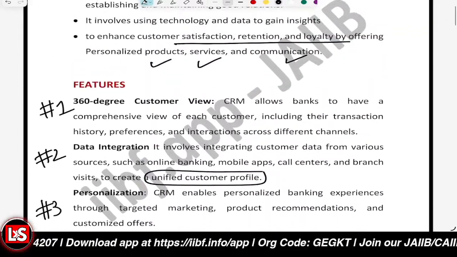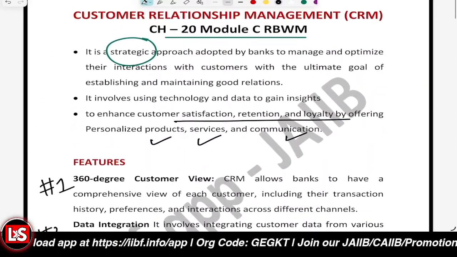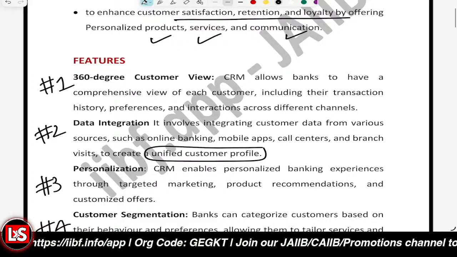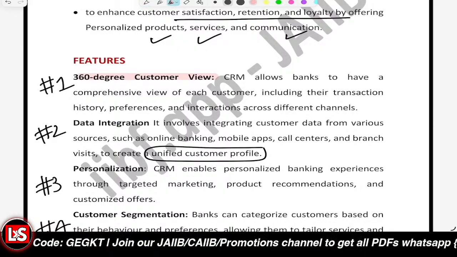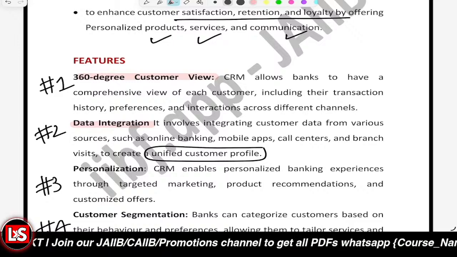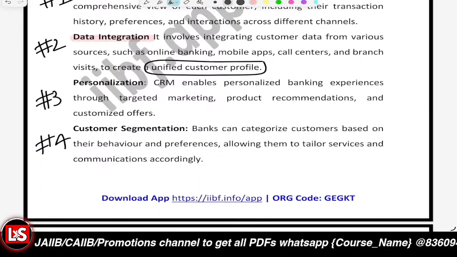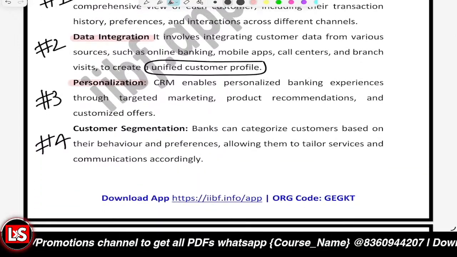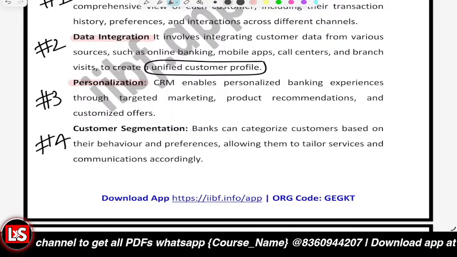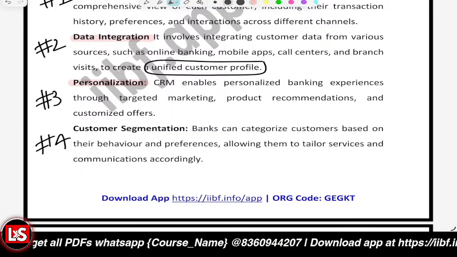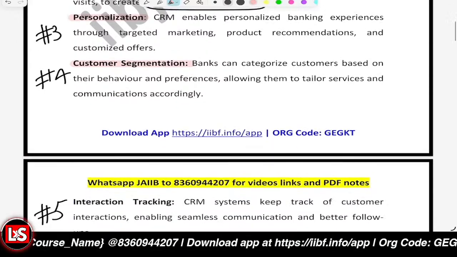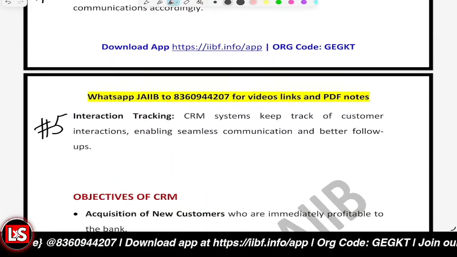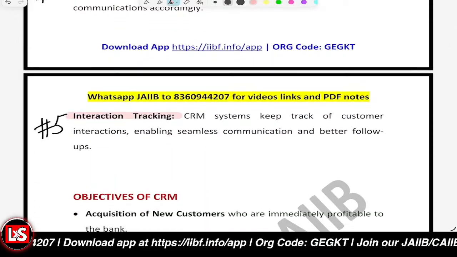So these are the features of customer relationship management. We have a 360-degree customer view, and we do data integration from multiple sources. We provide personalized products and custom services to the customers. Customer segmentation is based on multiple parameters, and interaction tracking is there, right?